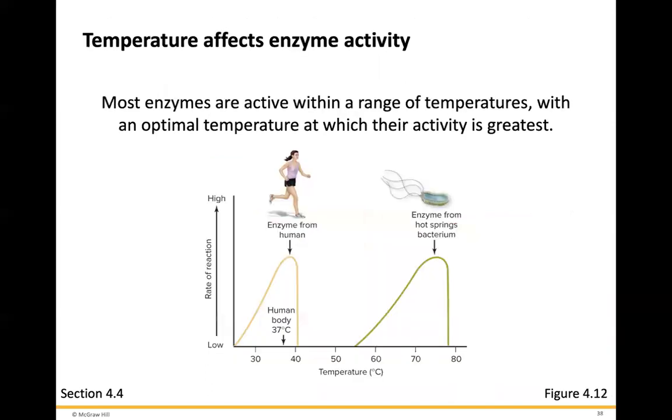Enzymes can be affected by a few other factors. One of the most important factors is temperature. Most enzymes are active within a range of temperatures, with an optimal temperature at which their activity is greatest. For the human body, that optimal temperature is 37 degrees Celsius or 98.6 degrees Fahrenheit. If you increase the temperature, it will cause the protein structure of the enzyme to denature, meaning unfold, and the enzyme becomes inactive.